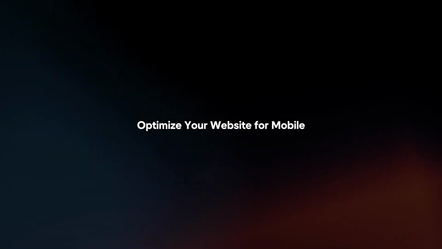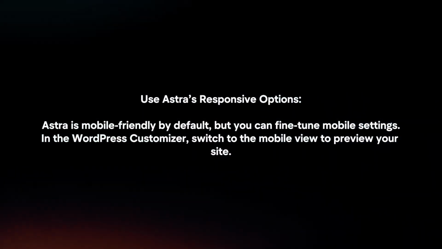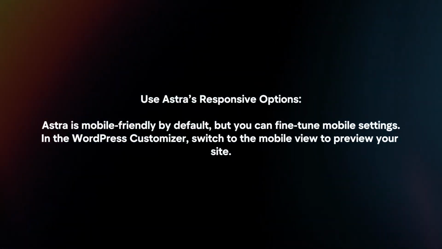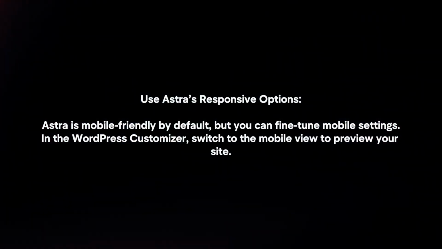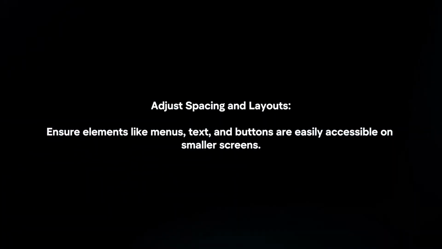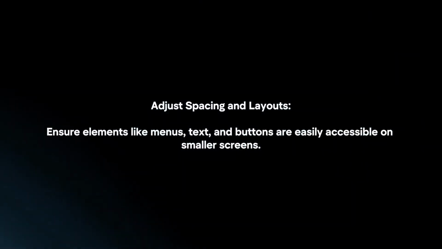Optimize your website for mobile. Use Astra's responsive options. Astra is mobile-friendly by default, but you can fine-tune mobile settings. In the WordPress customizer, switch to the mobile view to preview your site. Adjust spacing and layouts. Ensure elements like menus, text, and buttons are easily accessible on smaller screens.